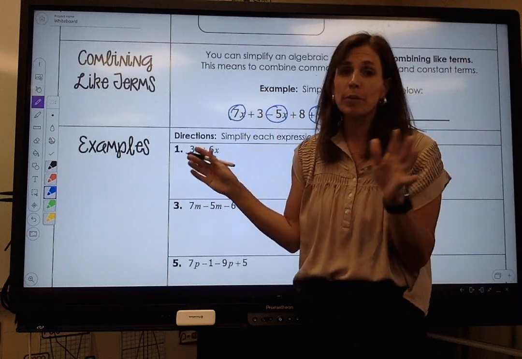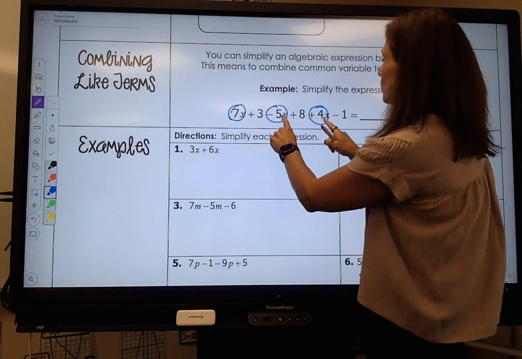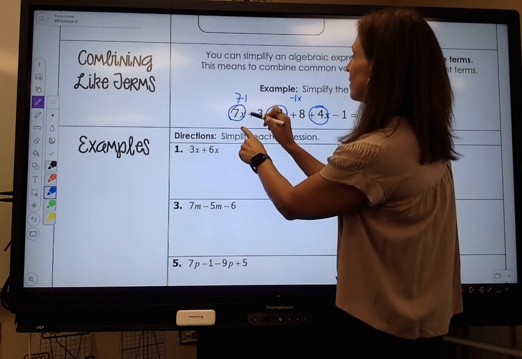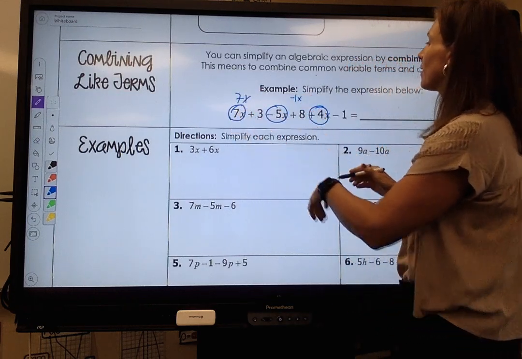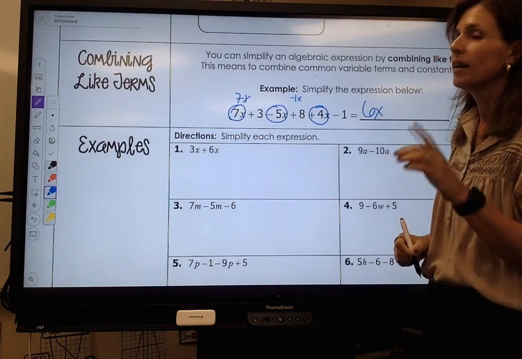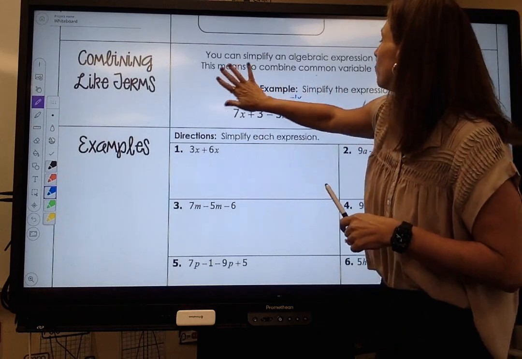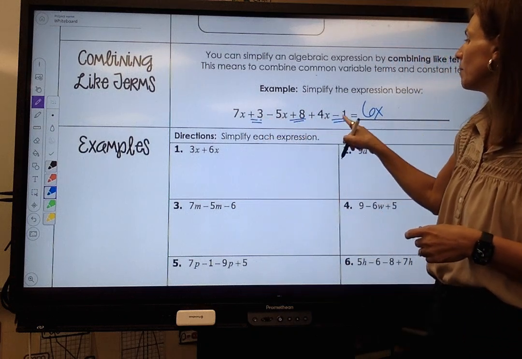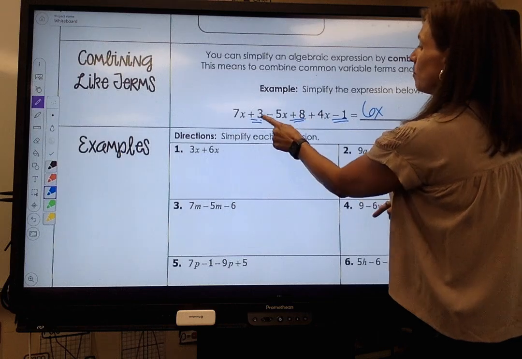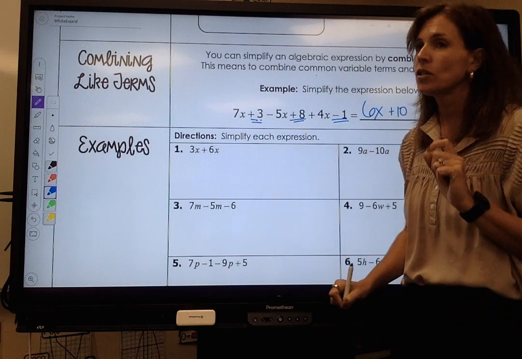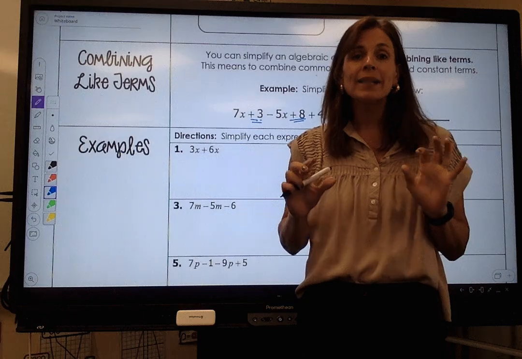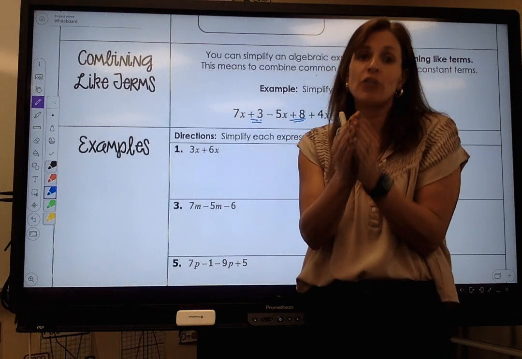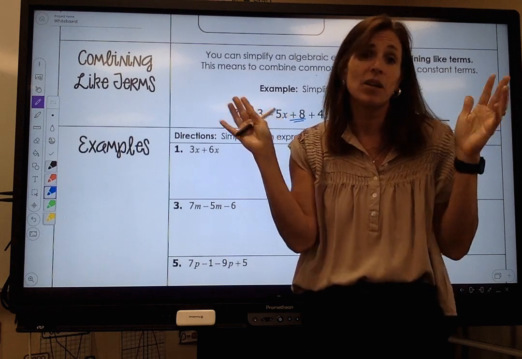And because of the commutative property, I can combine these any way I want. So a negative 5x and a 4x is negative 1x, and 7x is here. So 7x and a negative x is 6 x's. That's my variable term. That's how we combine them. My constant terms: 3 plus 8 minus 1. This would be 7 plus 3, which is 10. So it is important to know, when you combine like terms, your constant terms can only be combined with constant numbers. Okay? And your variable terms have to be exactly the same, or you can't do it.